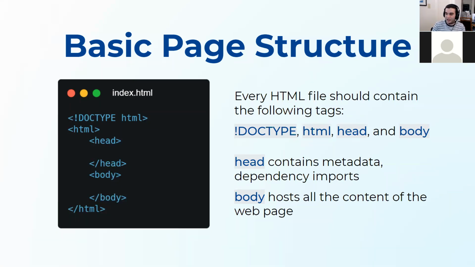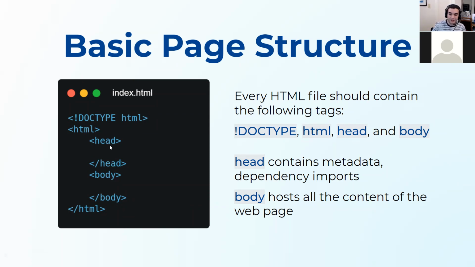All right, so let's take a look at the basic page structure of an HTML document. Every HTML file should feature the following 4 tags. It should first start with a doctype HTML. We're specifying what the document is, or what code the document's going to be in. Second is an HTML tag. This is going to contain all the HTML code of your document. And then a head and a body.